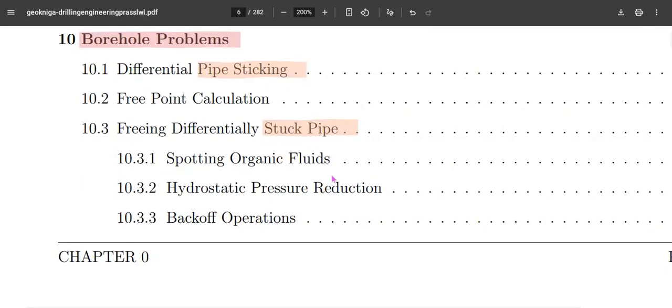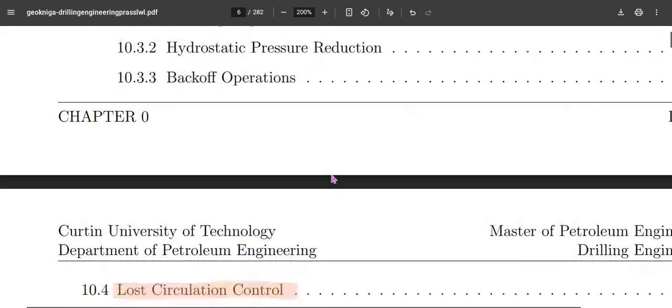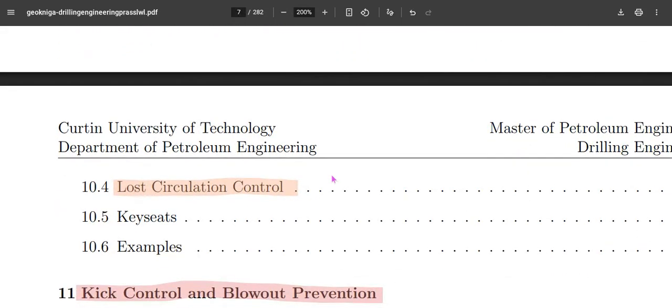And chapters 10 and 11 are very important. What are the problems that occur while drilling? One of the important problems that occur is stuck pipe. What are the causes for the stuck pipe? What are the ways to prevent those stuck pipes? An important thing is what is loss circulation. What are the causes for the loss circulations? What are the ways to control those loss circulations?